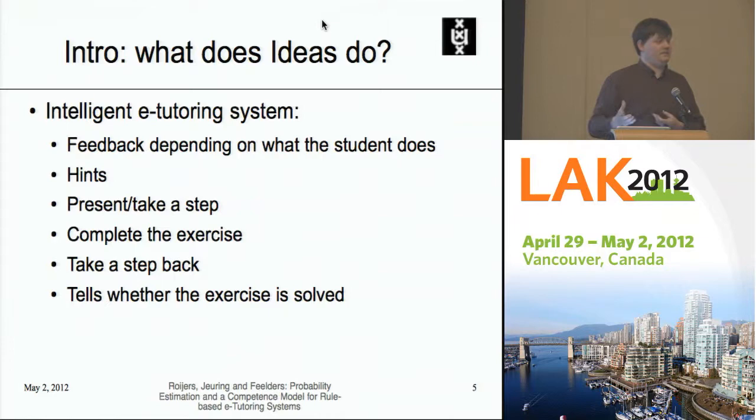The system, I don't know if you saw the buttons at the bottom, you can ask for a hint. What should I do here? I can present a step that can be executed by the system. If the student just totally says, I give up, I can have the system complete the exercise for him. I can take a step back, and at the end, I can say, hey, I think I'm done. Am I done? And the system says, yes, that's good, or no, you're not quite done yet.